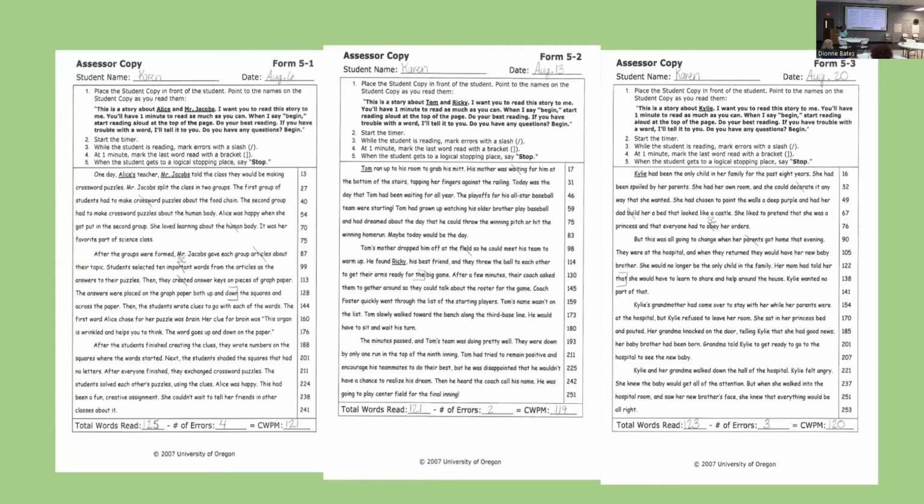But we're going to give her a probe each week. So this one's on Monday or Friday, and this one's the next Friday, and this is the next Friday. And we're going to calculate her total number of words read minus the number of errors. And that gives us her correct words per minute, which is 121. All right, so that's our first data point. We're going to look at 119. That's our second data point.